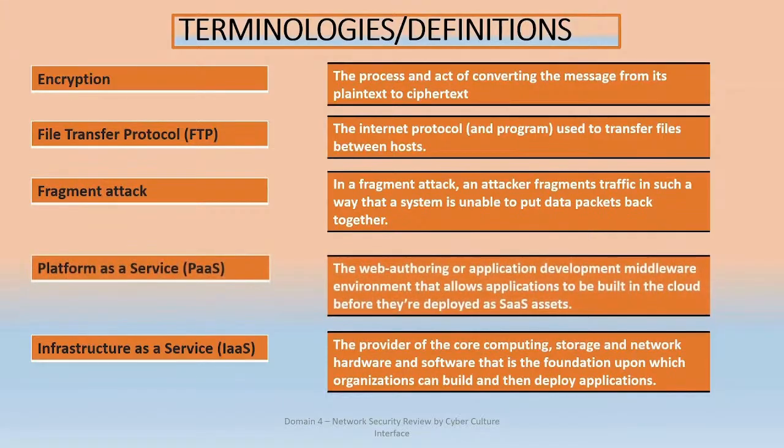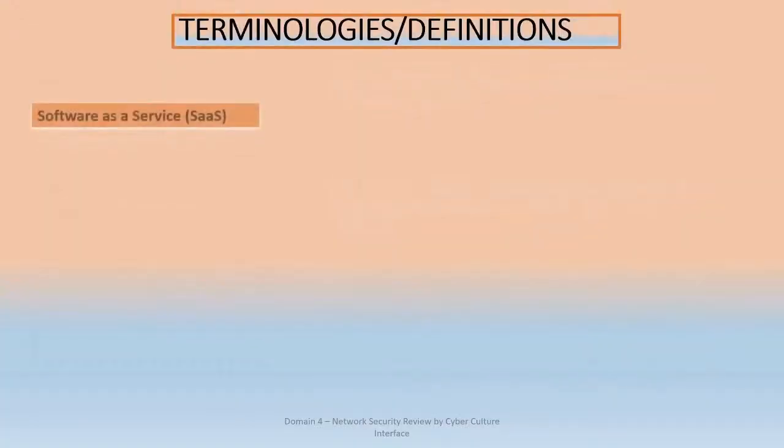Then we have platform as a service. Platform as a service is when a web authoring or application development environment allows applications to be built in the cloud before they are deployed. So this is a platform on which you build an application. So this PaaS service is offered to people who need the platform for developing their applications without owning that platform. So you just pay for this platform use, and then after use, your contract or your agreement with them ceases. So platform as a service is a concept that you need to understand very well as you study.